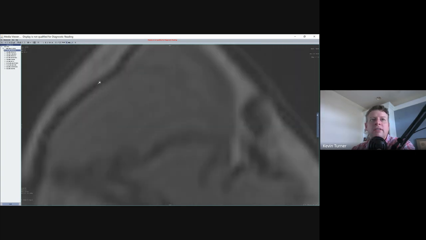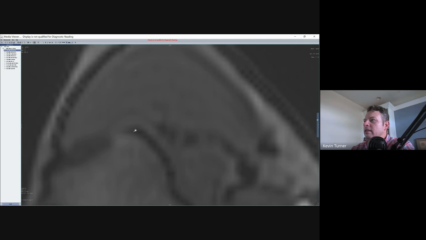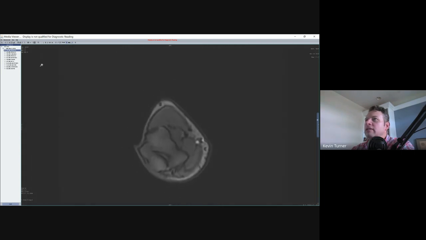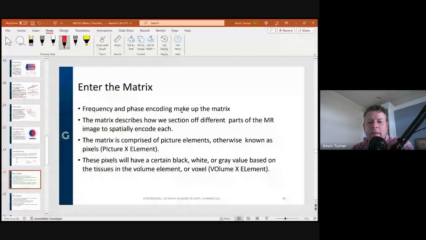So all of these little pixels are determined by the gradients, the frequency and the phase gradient. That is what a pixel is. Our matrix is all of the pixels together on the image. And when we zoom out, then we get our MRI image. We're going to come back to that. The frequency and phase encoding are what make up the matrix.